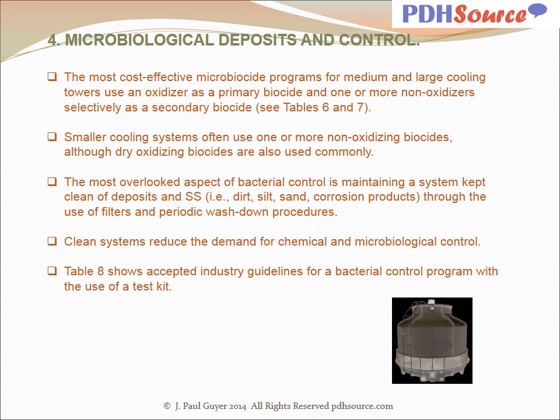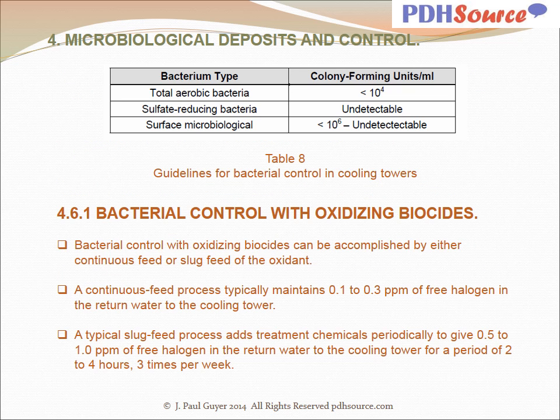The most overlooked aspect of bacterial control is maintaining a system kept clean of deposits and suspended solids such as dirt, silt, sand, and corrosion products through the use of filters and periodic washdown procedures. Clean systems reduce the demand for chemical and microbiological control. Table 8 shows accepted industry guidelines for a bacterial control program with the use of a test kit. Table 8 is indicated here on slide 100, guidelines for bacterial control in cooling towers.